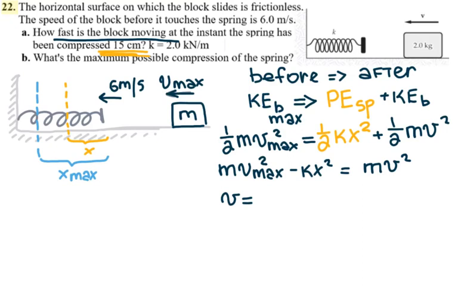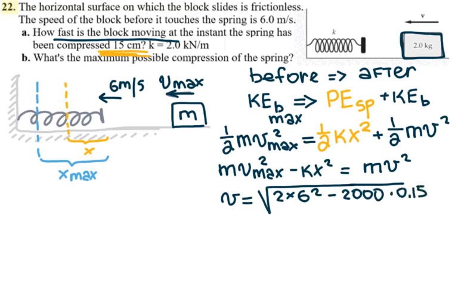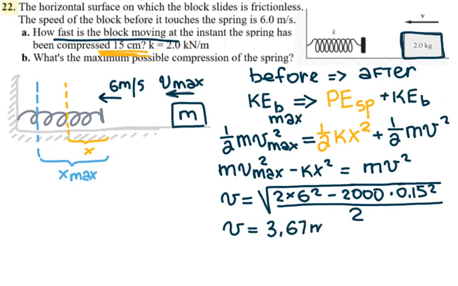Now, if I solve for v, the velocity at the position x when it's compressed by 15 centimeters is going to be equal to, so the mass is 2 kilograms. Initial velocity squared is 6 squared. You can see that it is 2 kilograms in the picture. Minus k, which is 2000, and x is the compression 0.15 squared, 15 centimeters, and divide by the mass, which is 2. So I get the velocity is equal to 3.67 meters per second. So I got this number.